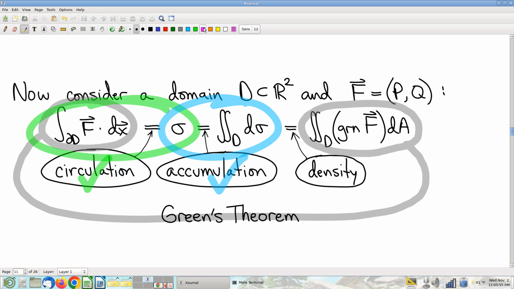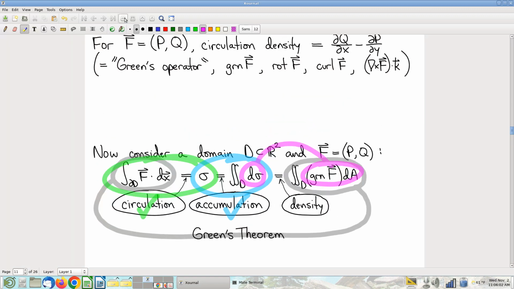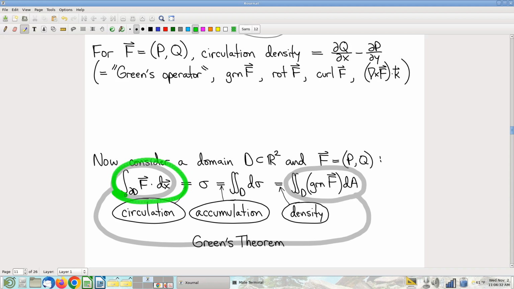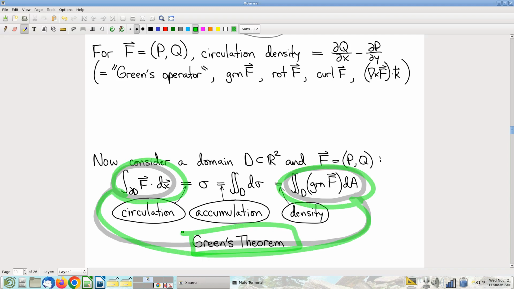And then we have this idea of density, that circulation per unit area can be understood with this notion of circulation density here. I've used the GRN notation here to represent that density. And lo and behold, notice that with these three ideas, viewing circulation as a quantity, recognizing that it has the feature of accumulation, recognizing that there's an associated density, gives us this very surprising result called Green's theorem, that if you're interested in a boundary line integral, you can compute that instead as a double integral over the interior of this thing called Green's operator. So there's Green's theorem.